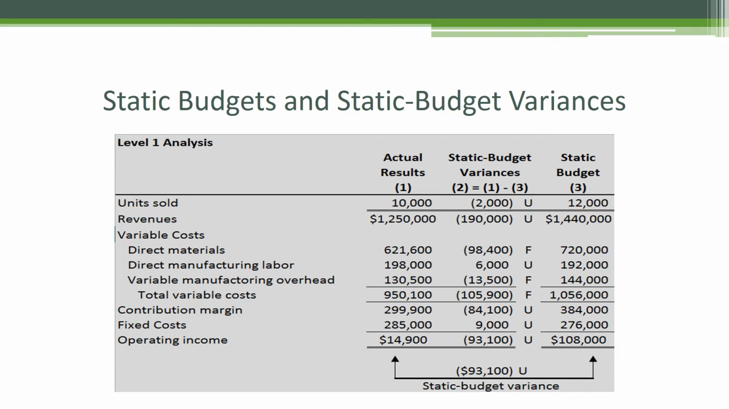This variance is just a level 1 analysis. The further you go, like in Exhibit 7.1, 7.2, and 7.3, they get more detailed, level 2 analysis, level 3 analysis, and so on.